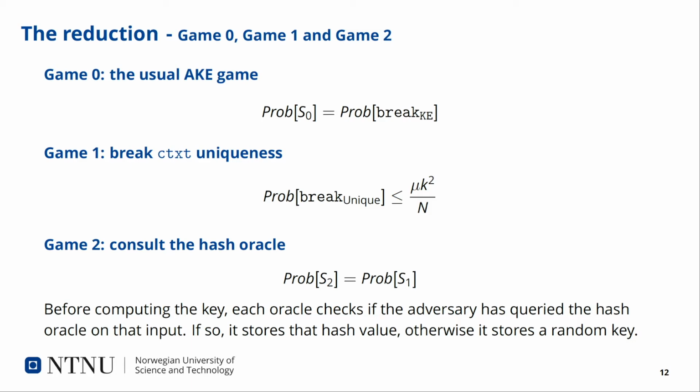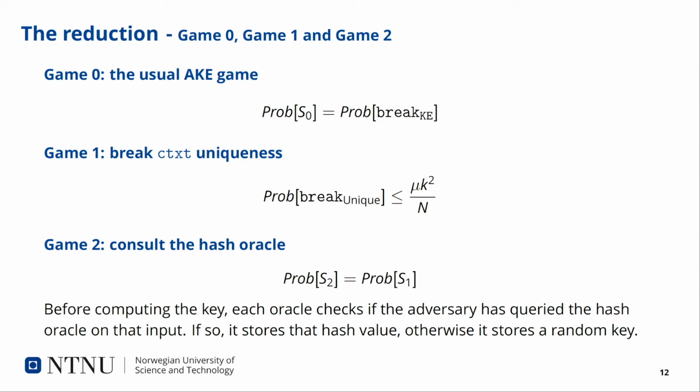Alright, so we can finally have a look at the security reduction. There are six different games, and I will give a very quick overview of all of them. Game 0 is a usual authenticated key exchange game. So, winning game 0 means that the adversary has broken the key exchange, and so it has correctly guessed the initial bit b. In game 1, the adversary has broken the uniqueness of the CTXT, and this can occur with a probability which is upper bounded by μk²/n, where μ is the number of participants in the protocol, k is the maximum number of sessions per participant, and n is the size of the ideal class group.